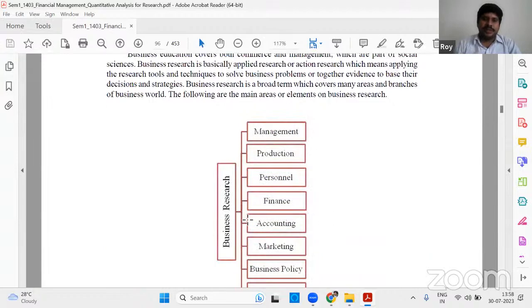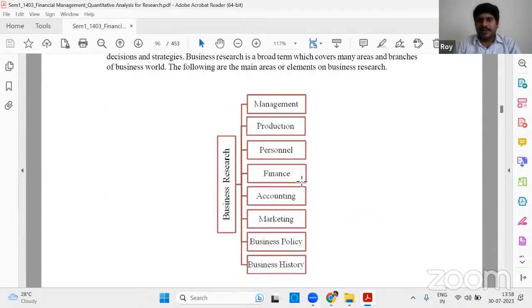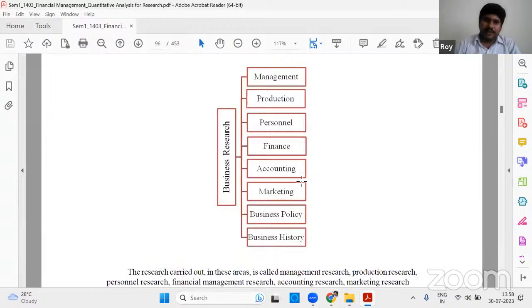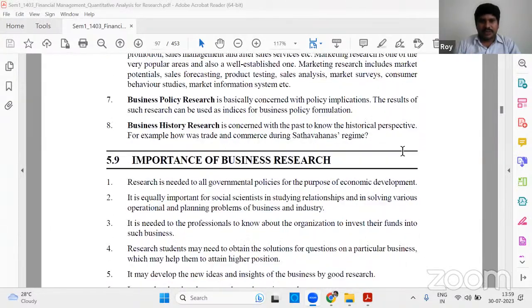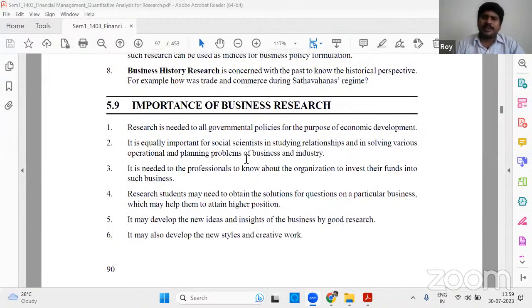What is the nature of business research? This is the nature, where it is applied: management, production, personnel, finance, accounting, marketing, policy, history, etc. All these things are also included in research. We can research everything, just go through this. There is a lot of importance there. There is a lot of need for research, and even the government also, they are, 1 second.